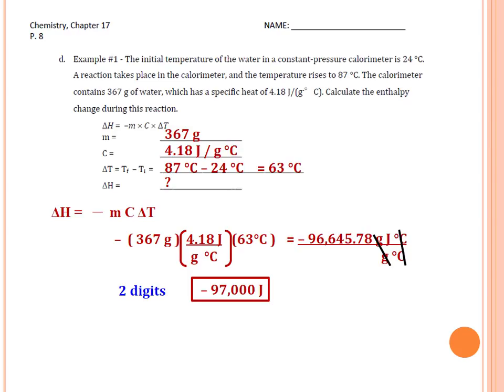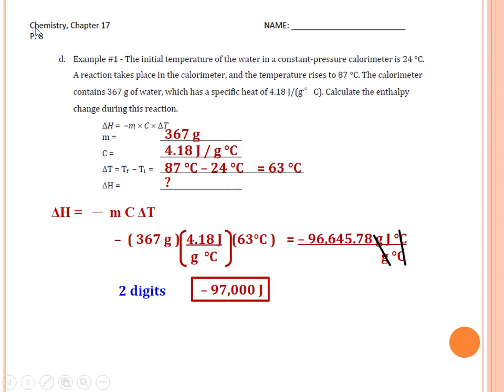Okay, so page 8. Yesterday we looked at how we can calculate the enthalpy change if we're given the mass, the specific heat, and the temperature change. Our units for that end up being joules. And we could have a positive number or a negative number depending on the temperature change. So if the final temperature is lower than the initial temperature, then we end up with a negative number for our temperature change. And then that would work out to be a positive value for our enthalpy.